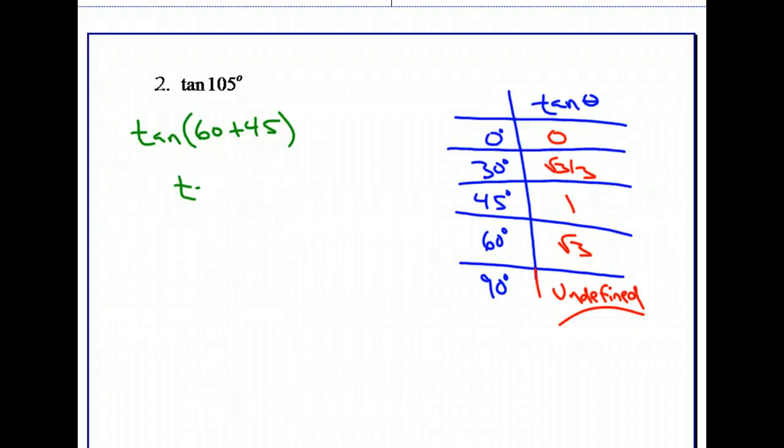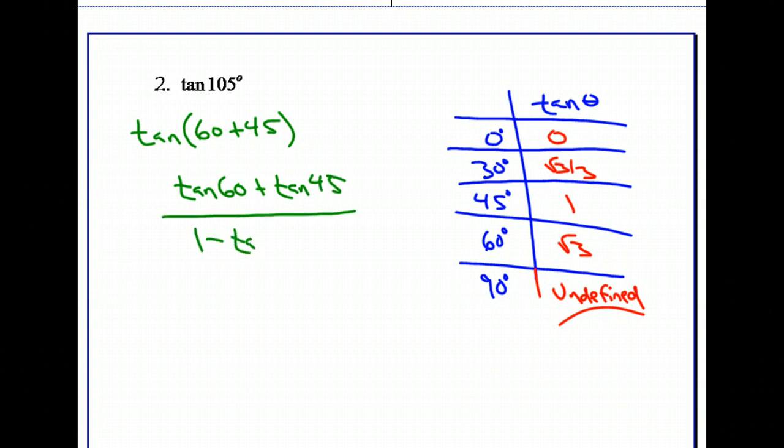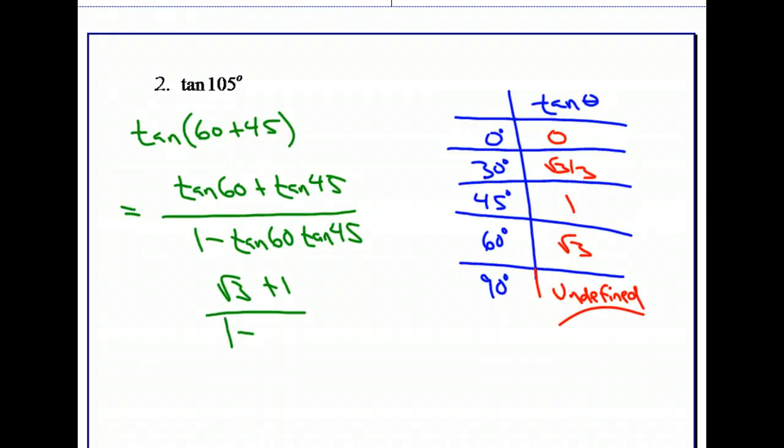So on the top it was tangent of A plus the tangent of B, all over 1 minus the tangent of A tangent of B. And again, once you're there, it's just a matter of looking up these values in your chart, and there might be a little algebra you need to remember from time to time. But let's go through. Tangent of 60 is the square root of 3. Tangent of 45 is 1. I get 1 minus tangent of 60, which is the square root of 3, times tangent of 45, which is 1. Simplify a little bit, I get the square root of 3 plus 1 all over 1 minus square root of 3.